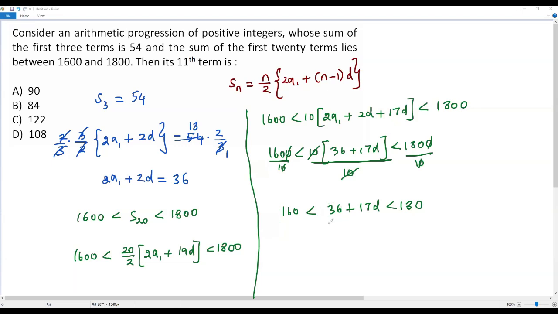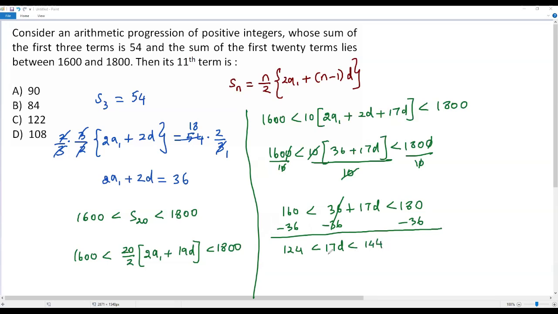First let me get rid of this 36. For that we have to subtract 36 from all three terms of this inequality. When I subtract 36 from all three terms, the 36 and 36 will cancel out. When I subtract 36 from 160, I am getting 124, less than 17d, less than, when I subtract 36 from 180, I am getting 144.